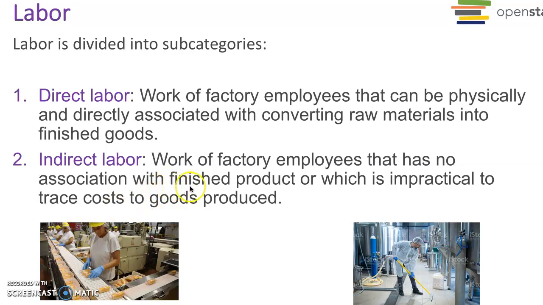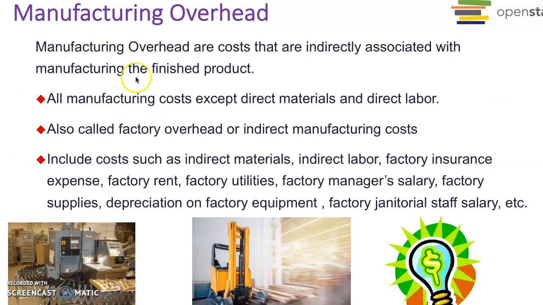And any other person who does not directly work with the end product, but whose services we need in the factory, we consider those costs indirect labor. For example, the cost of the custodian or the janitor that is cleaning the factory, or the supervisor that supervises the process. The wages or salaries of those employees are considered indirect labor. Indirect labor again becomes part of manufacturing overhead.